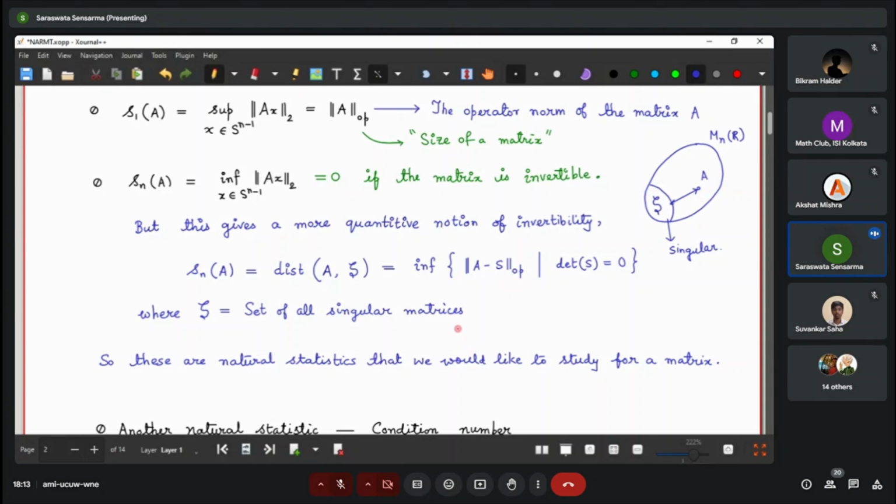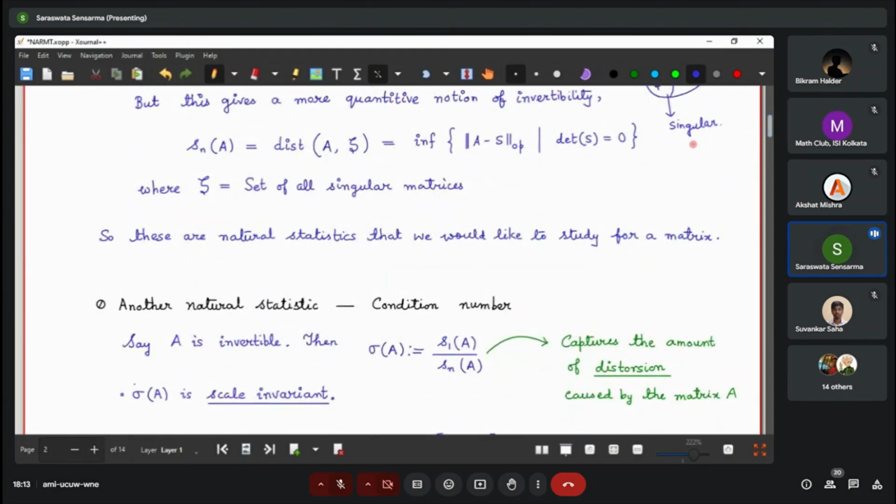So that gives a very nice intuition of what these represent and why they are useful. Studying the size of a matrix and the invertibility of a matrix are the two most fundamental questions in linear algebra, and the same in other places because linear algebra is ubiquitous. So these are natural statistics that we would like to study. And another very natural statistic is the so-called condition number.